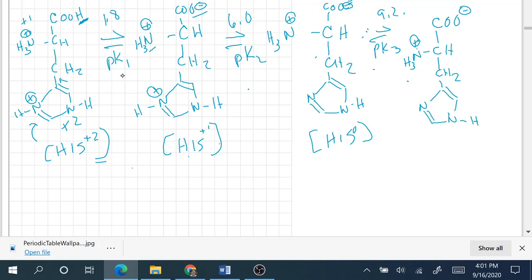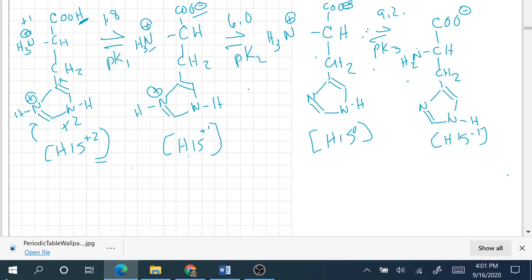Okay, so this one, and I drew that wrong as well. This one has lost the hydrogen on the amine. Okay, so let's back up. So that one is going to have a negative charge. This is His -1, just from that top carboxylate group.